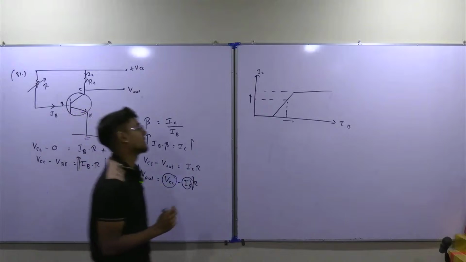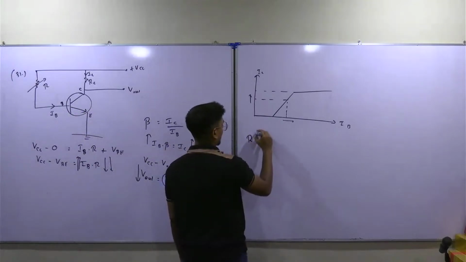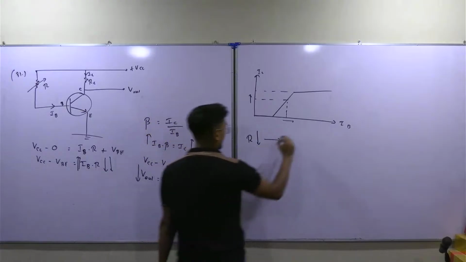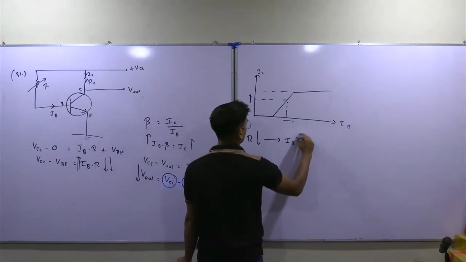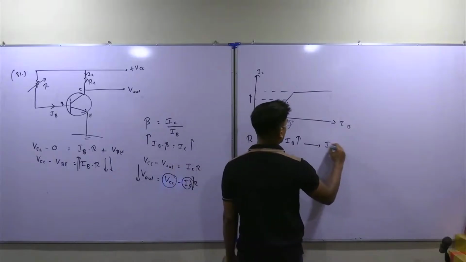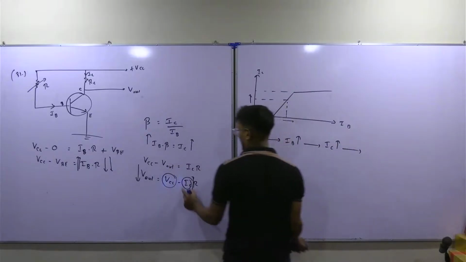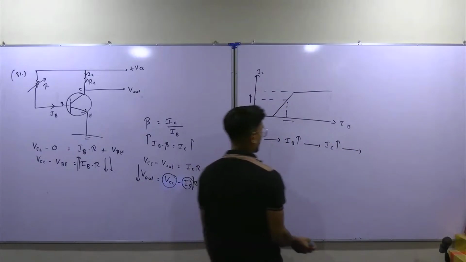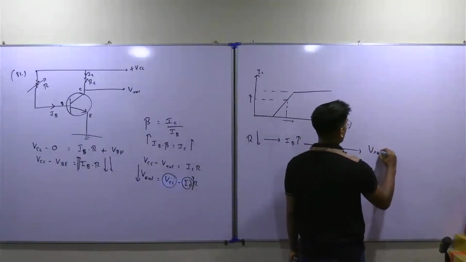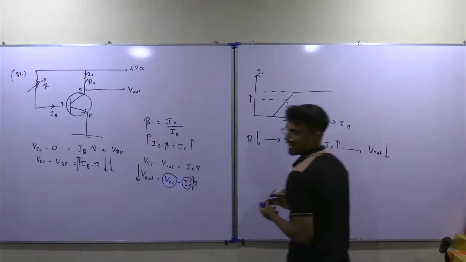So ultimately what's going to happen? You are going to decrease R. When you decrease R, IB will increase. When IB increases, what happens to IC? IC will also increase. When IC increases, from this term, the output voltage will decrease. V out will decrease. That's what's going to happen.